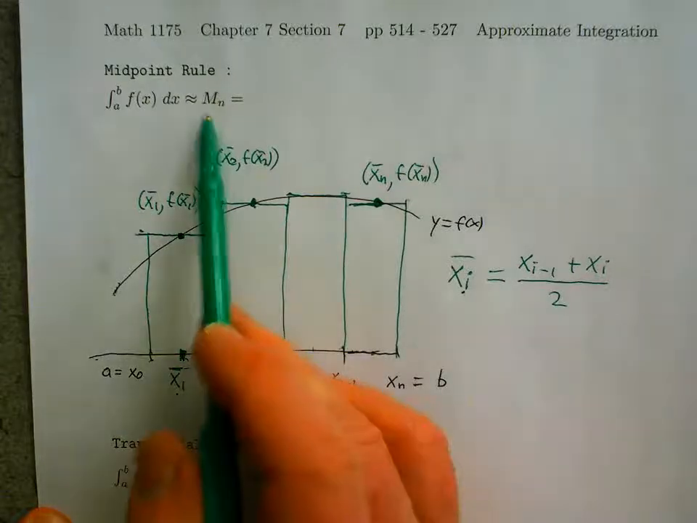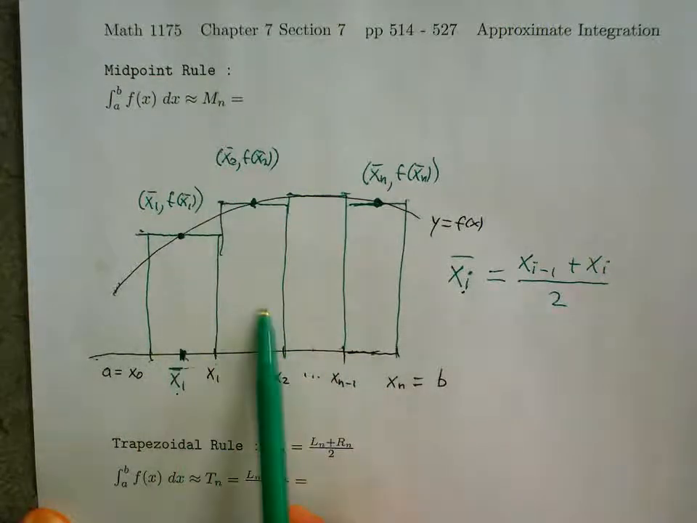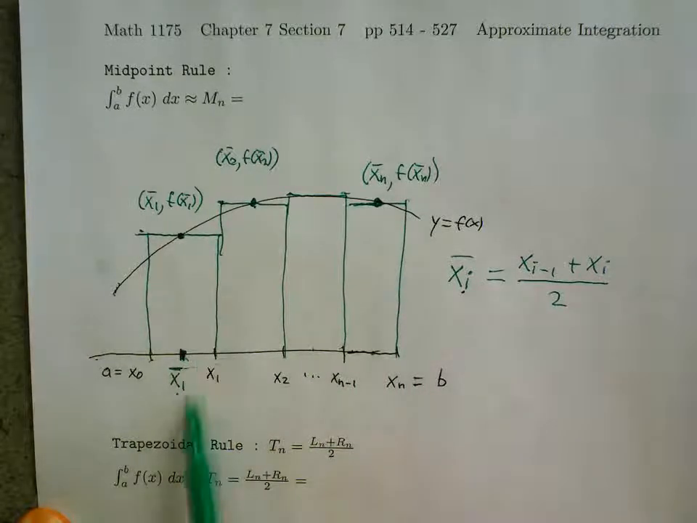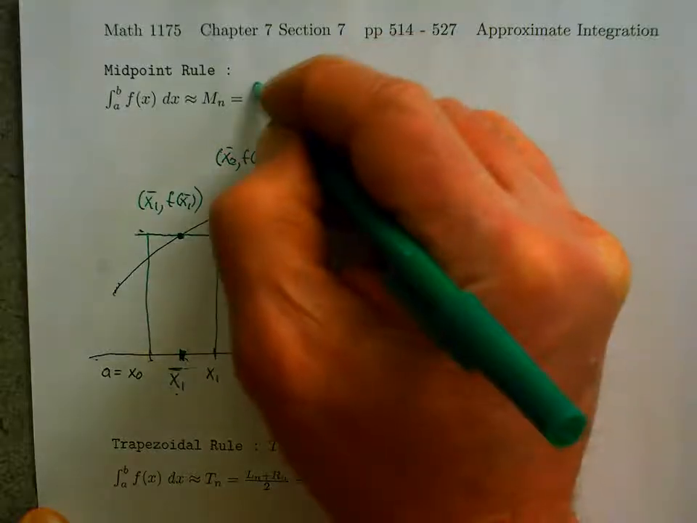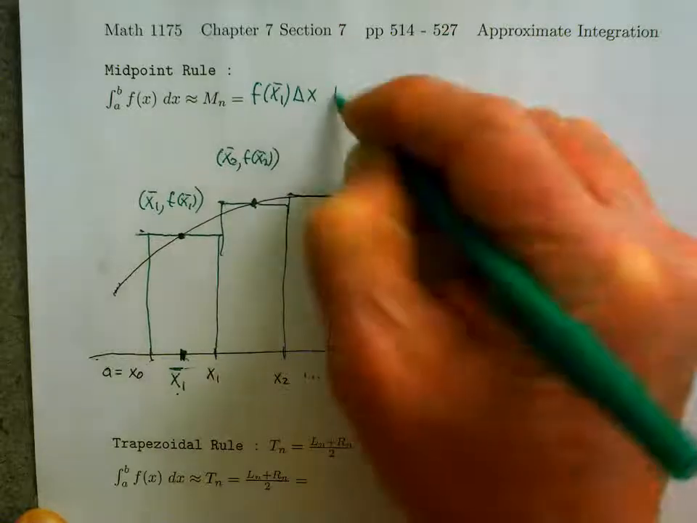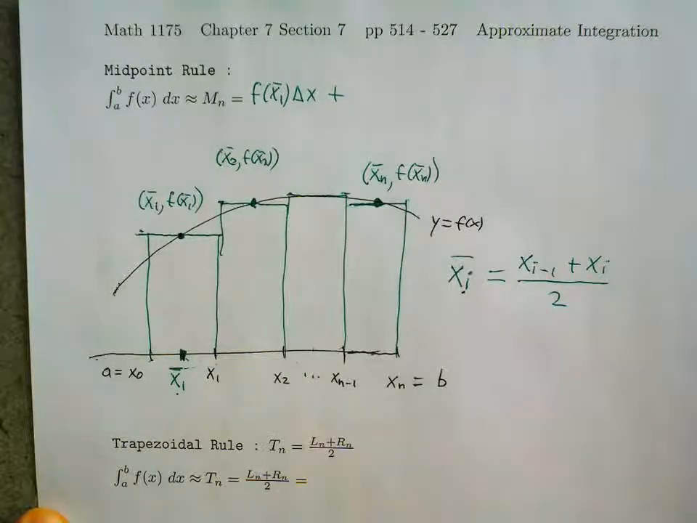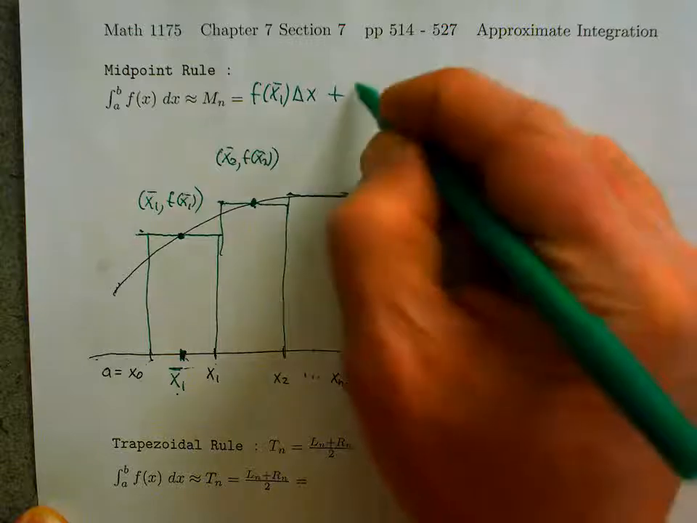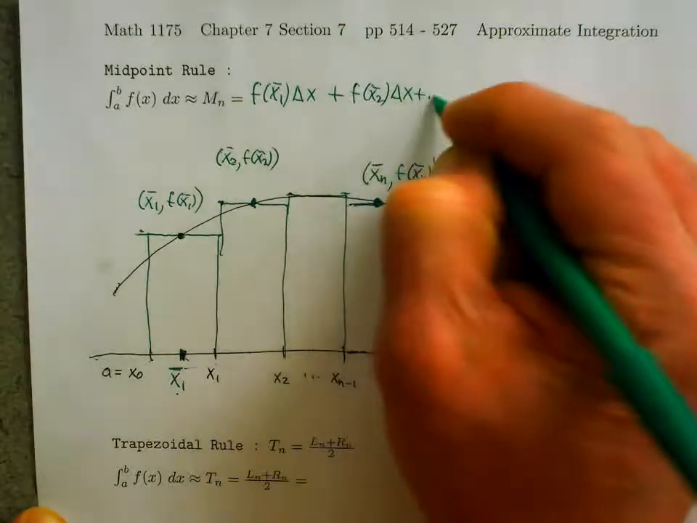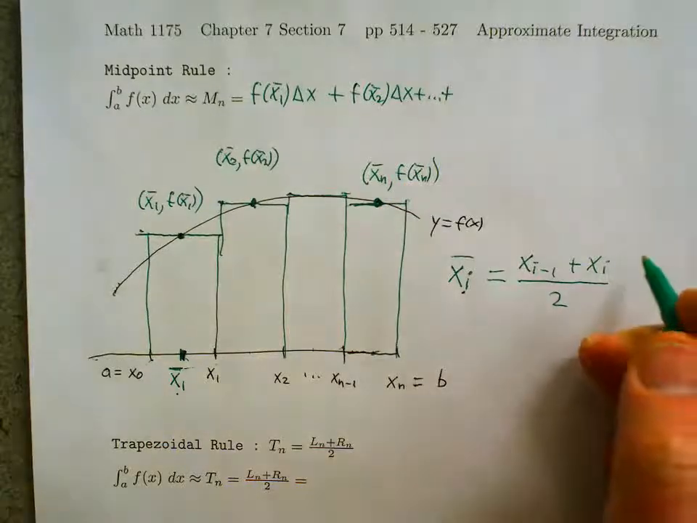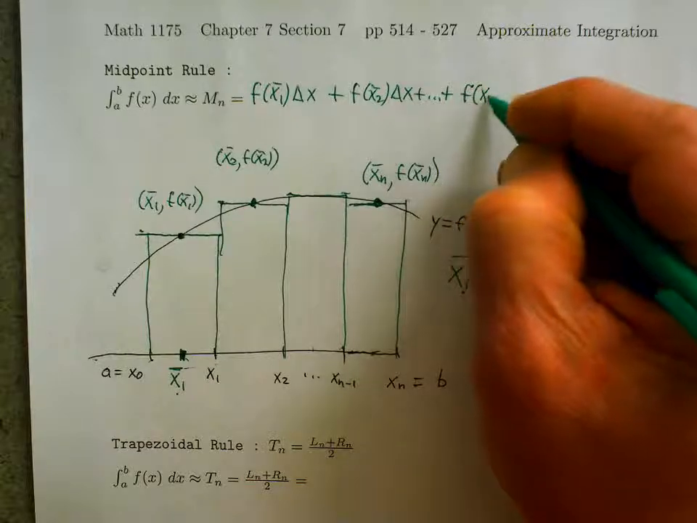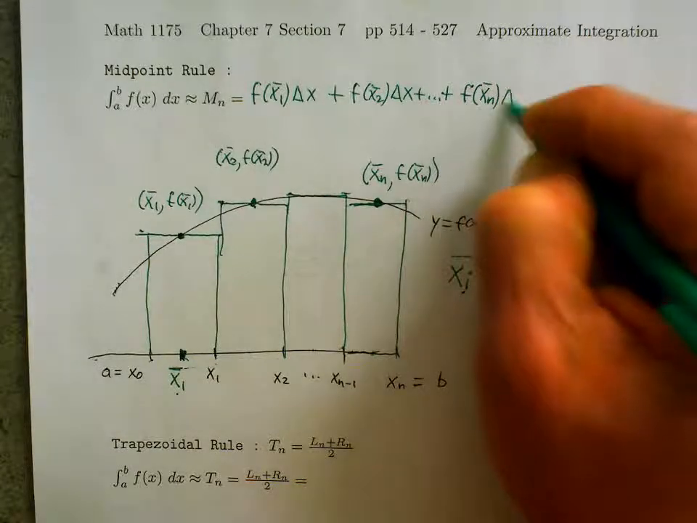Okay, so the midpoint rule, we get n areas of n rectangles. So the area of the first rectangle is f of x sub 1 bar times delta x. We add that to the area of the second rectangle, f of x sub 2 bar times delta x, and so on. And the nth rectangle, the height is f of x sub n bar times delta x.